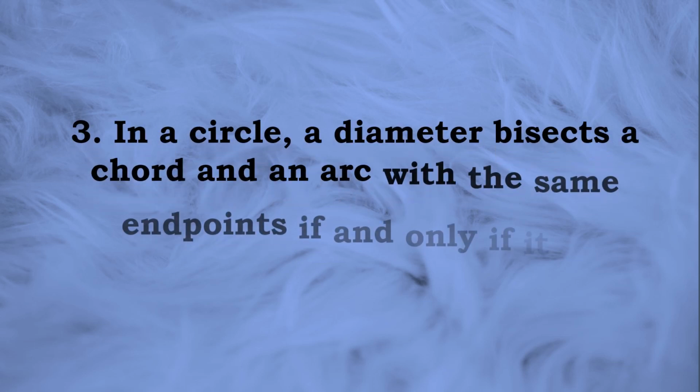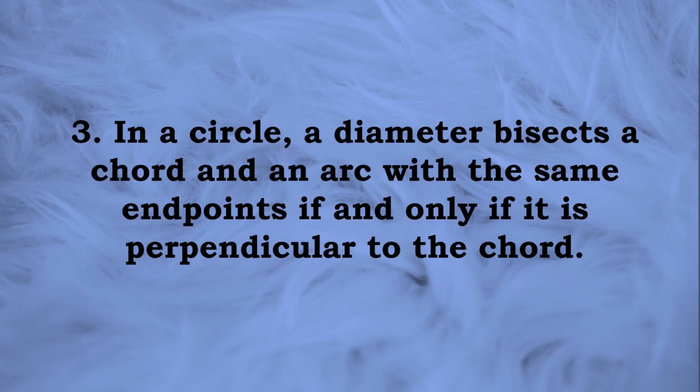Okay, moving on to the third theorem. In a circle, a diameter bisects a chord and an arc with the same endpoints if and only if it is perpendicular to the chord. So, here are the keywords in theorem number 3. The diameter and the chord are mentioned. The diameter and the chord bisect, meaning they are divided. And there is perpendicular. Let's look at the illustration.